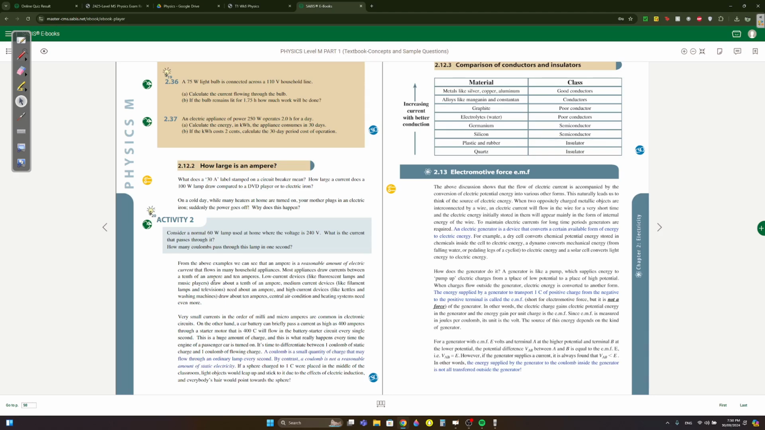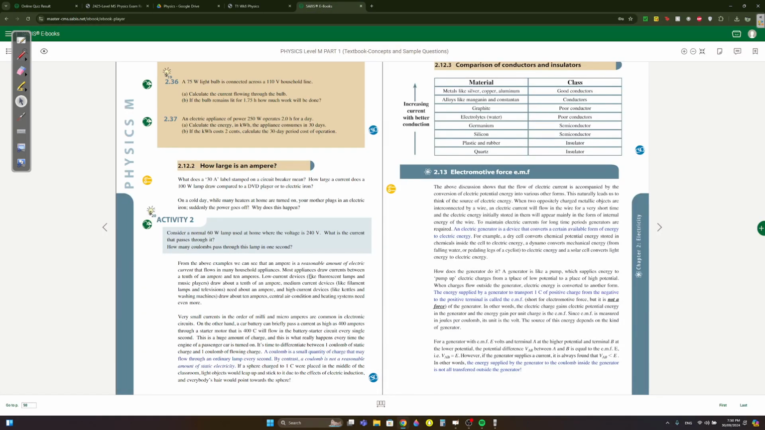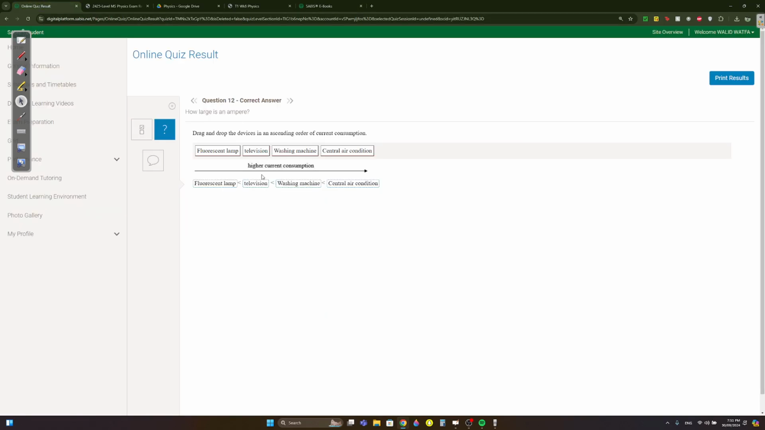Honestly, the regional examiner is the type of person to get this same exact question but switch the words. You see how it says fluorescent lamp and music player? He's the type of person to not put fluorescent lamp and just change it to music player, not put television and change it to filament lamp, not put washing machine and put kettle, not put AC and put heating device. You get what I mean? So make sure you have it memorized.